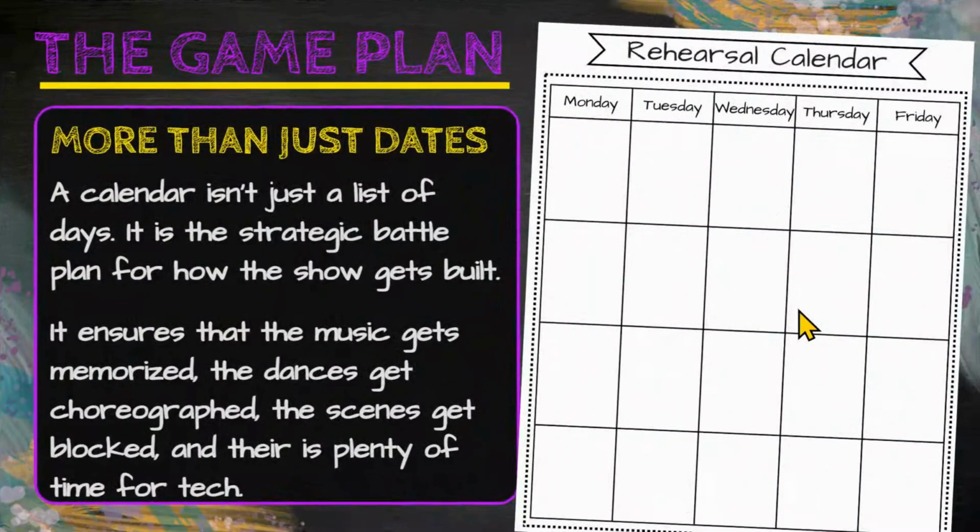The game plan. More than just dates. A calendar isn't just a list of days, it's a strategic battle plan for how the show gets built. To ensure that the music gets memorized, the dance gets choreographed, the scenes get blocked, and there's plenty of time for tech.